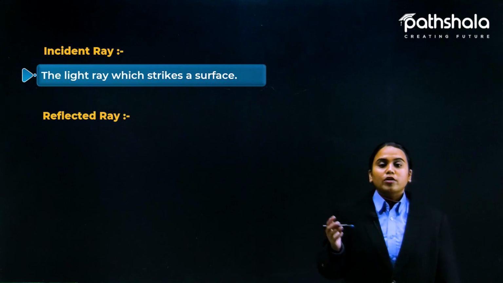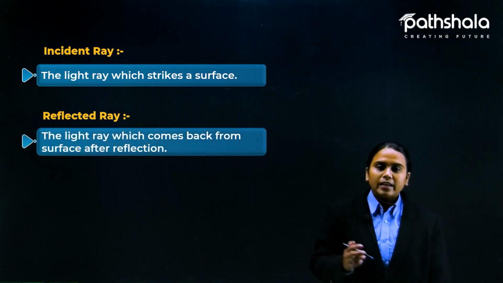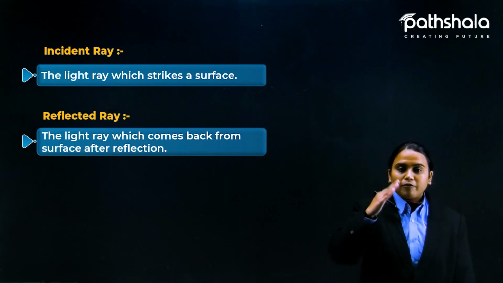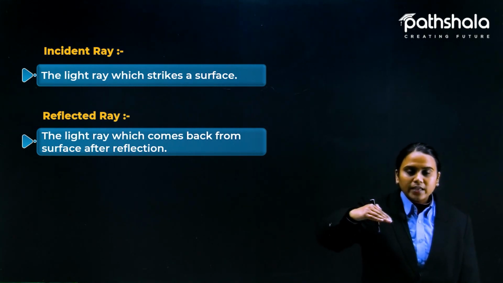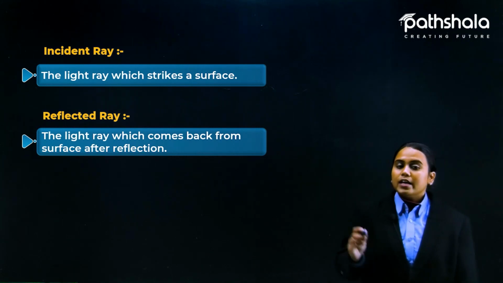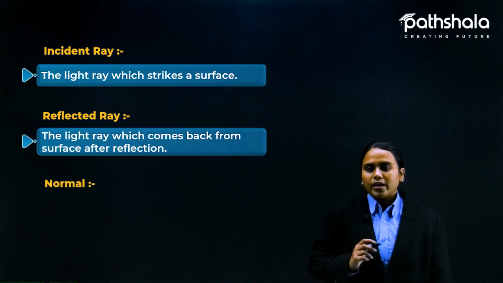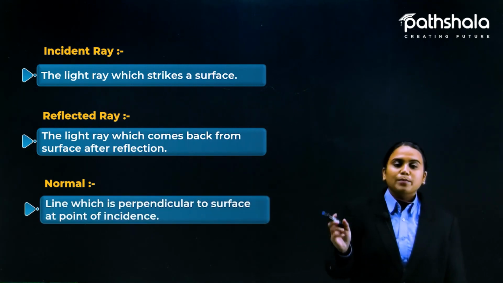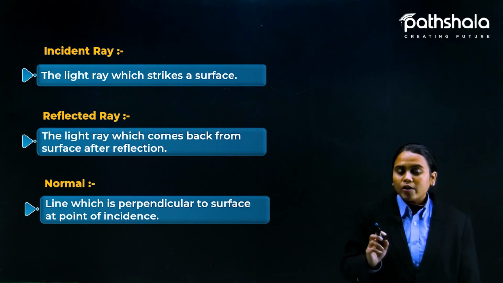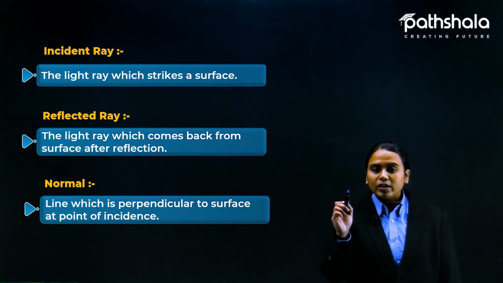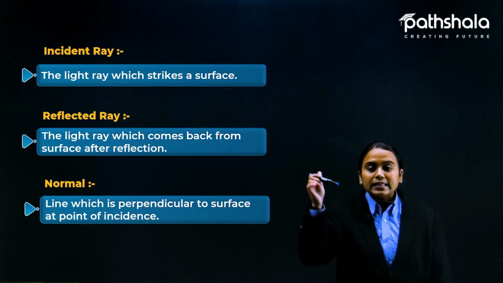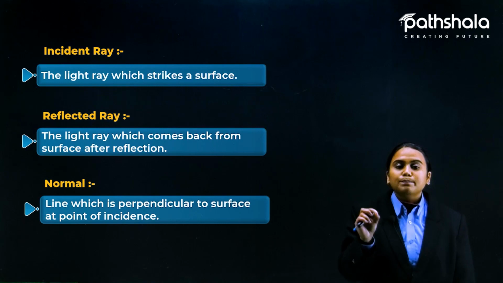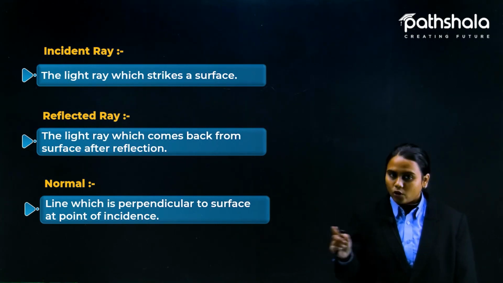Fine students. So, reflected ray. What is a reflected ray? The light ray which comes back from the surface after reflection. After striking and bouncing, bending again in the direction, that is the reflected ray. The normal is the line which is perpendicular to the surface at the point of incidence. And the point of incidence, I have shown you in the diagram, is where the incident ray is striking the surface and meeting it.